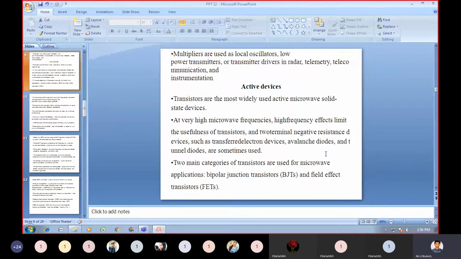At very high microwave frequencies, high frequency effects limit the usefulness of transistors, and two terminal negative resistance devices such as transferred electron devices, avalanche diodes, and tunnel diodes are sometimes used for very high microwave frequencies.